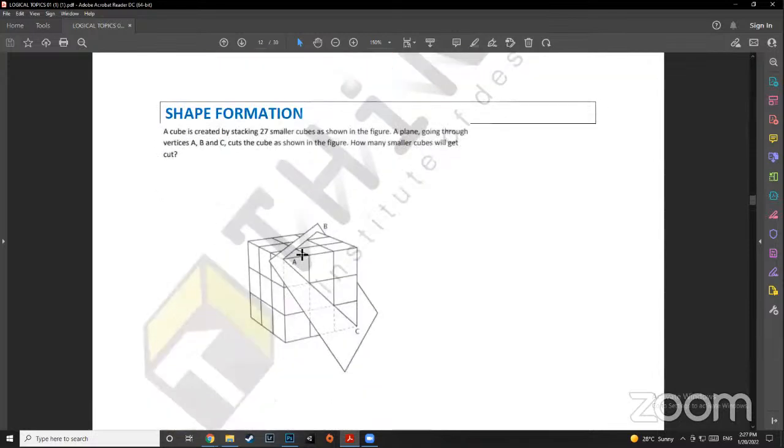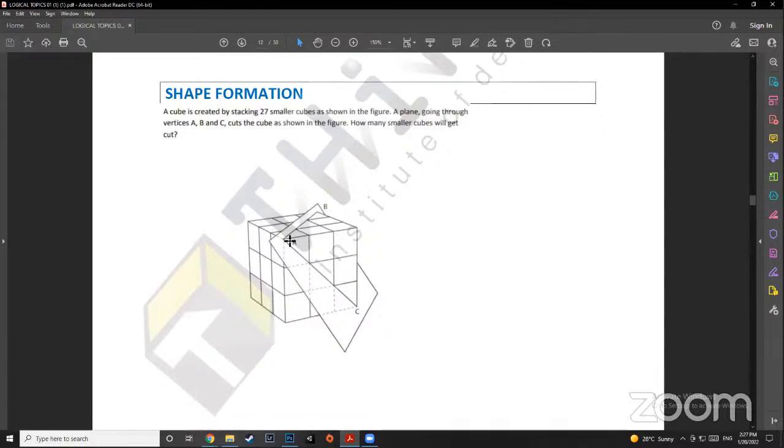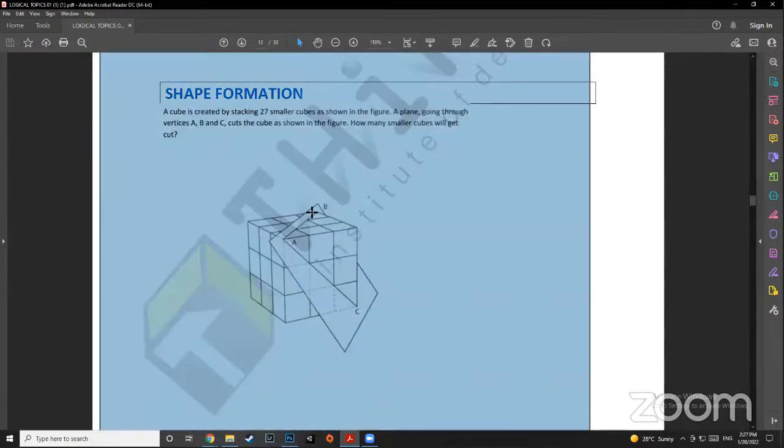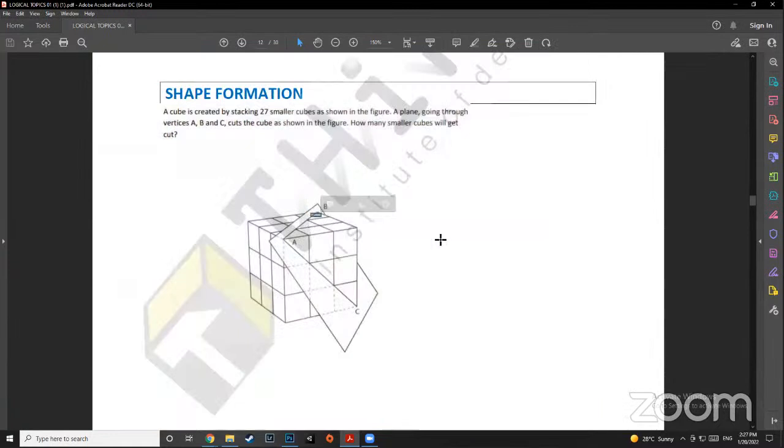Then there is shape formation, where they will give you a shape and they'll try to make a new shape out of it, and you have to understand what sort of shape will be made. So they are asking, if we cut this cube with this plane, how many cubes are getting cut, right? You might think it will be just this one, this one, this one, and one at the back, but that is not the case.